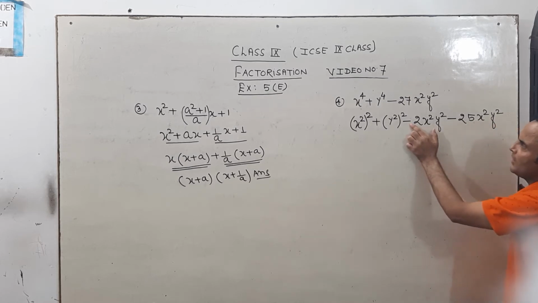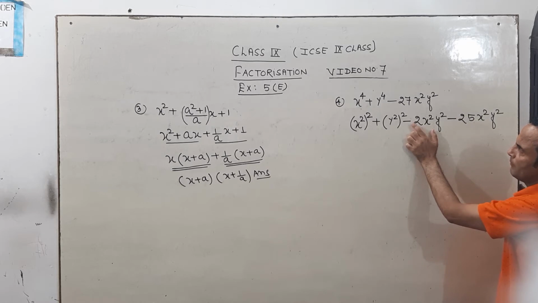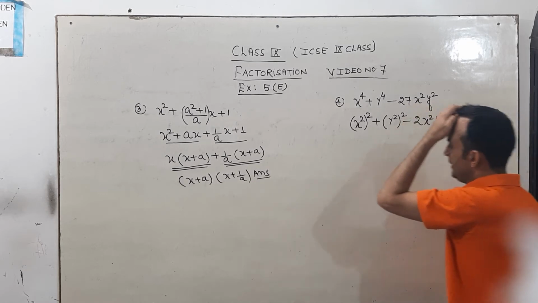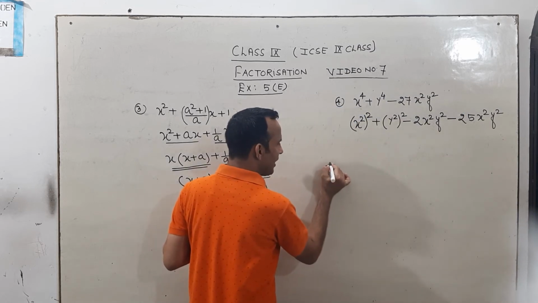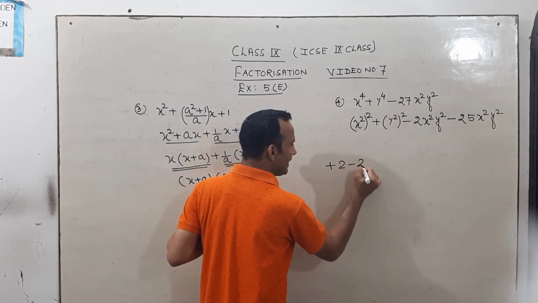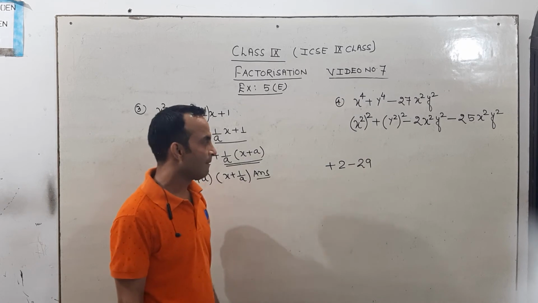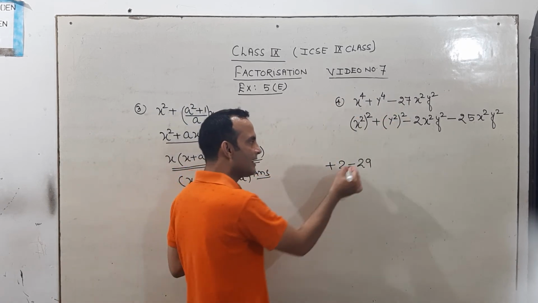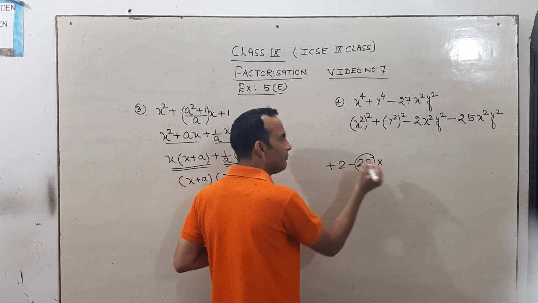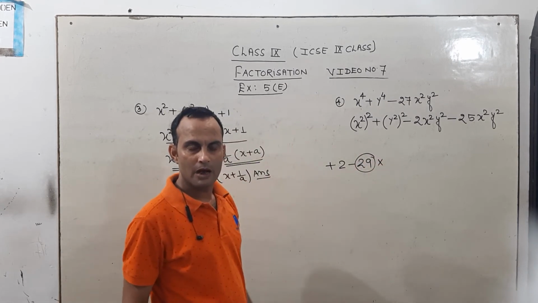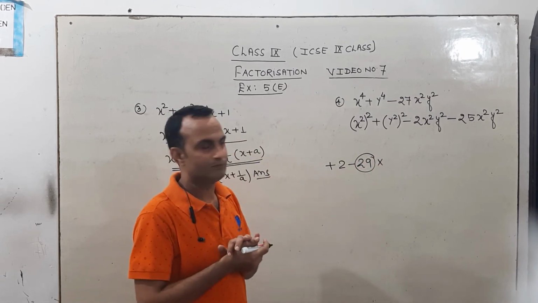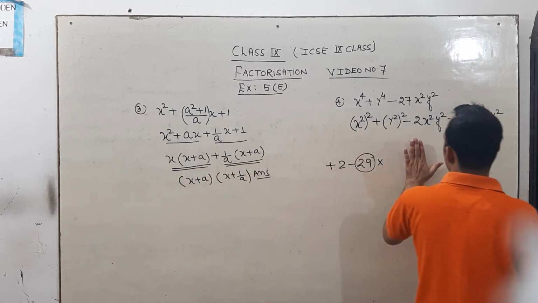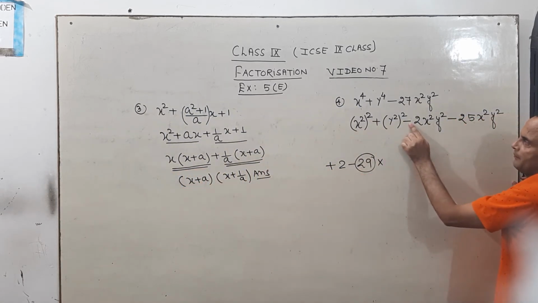Actually if I take plus 2 here, see, if I took plus 2 then I would have to bring minus 29, because plus 2 minus 29 is minus 27 and 29 is not the perfect square of any number. You have to make a perfect square, and this is possible only when we take the minus sign.